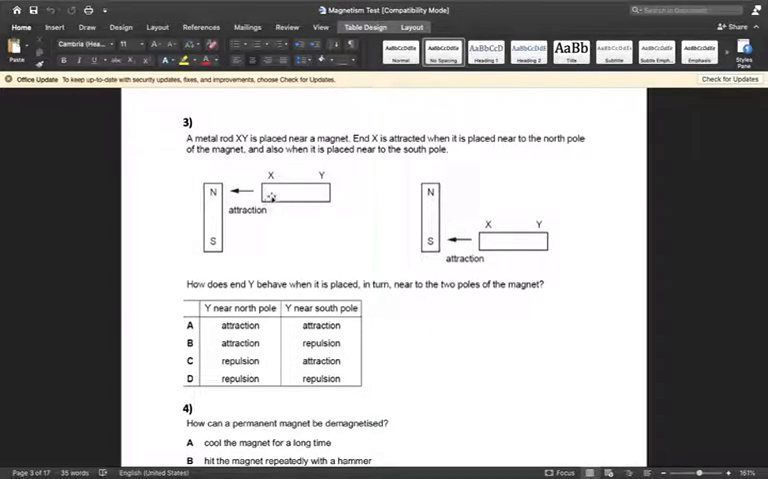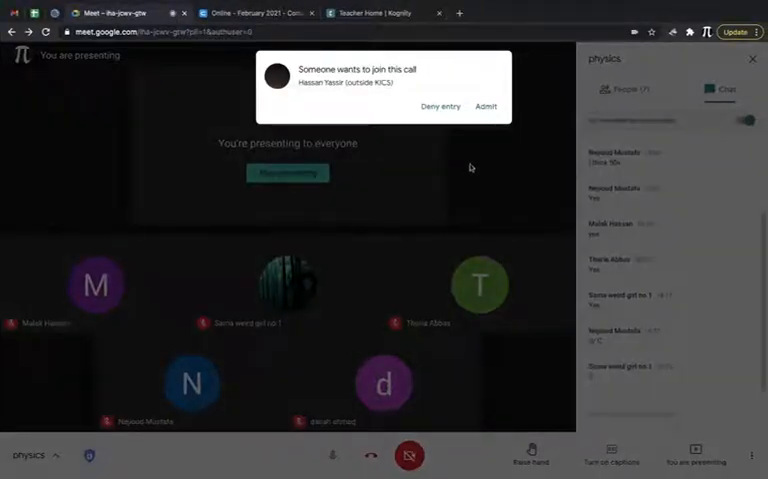if X is attracted to the North Pole and X is attracted to the South Pole as well, what does that tell you about the material of this rod? Is it a magnet? Can I say that this is a magnet? It's not a magnet, because if it was a magnet, X would be, for example, attracted here and repelled here. It's not a magnet.